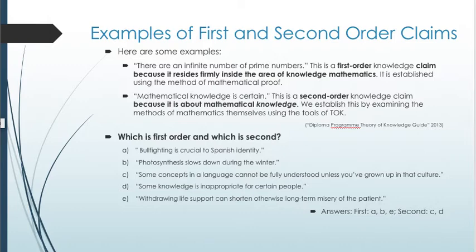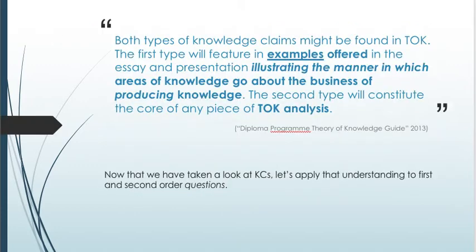So the next part of this slide talks about first and second order claims and asks you to identify which is first order, which is second order. And as you can see at the bottom of the slide, the answers are there. So you can pause this if you want to take a look at these further, but you can get an idea of what counts as first order, what counts as second order.